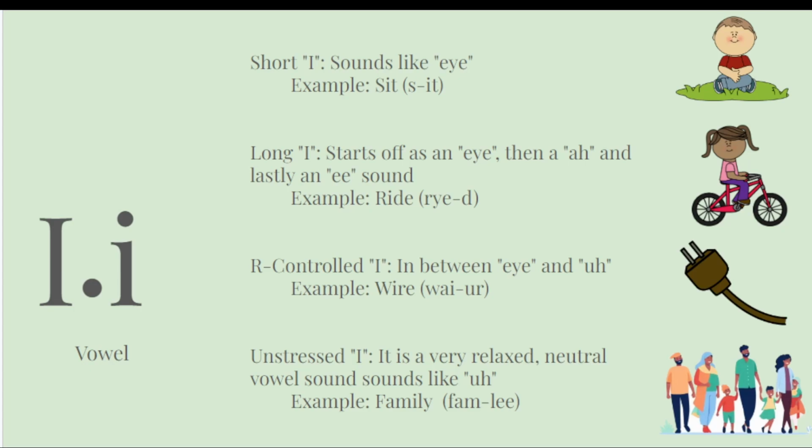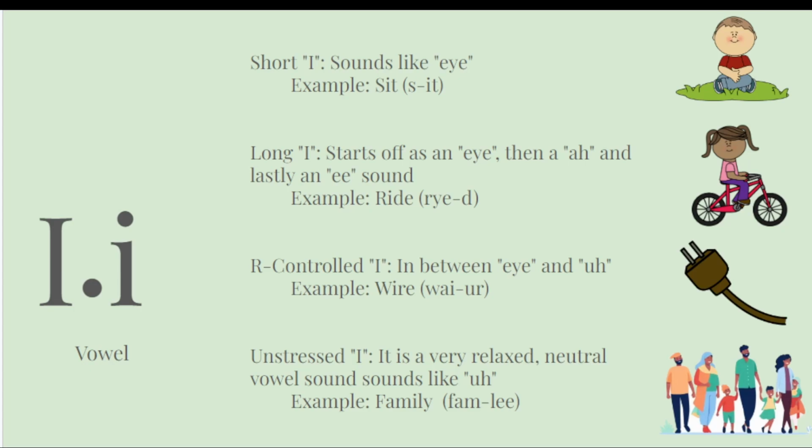And then we have the R-controlled I. The sound is in between I and R. So many words that do have an I and an R is when it's an R-controlled I. For our example, we have the word wire, and we have a picture of a cord and a wire. When you say it all together, it sounds like wire, but when you break it down letter by letter, it sounds like wire.